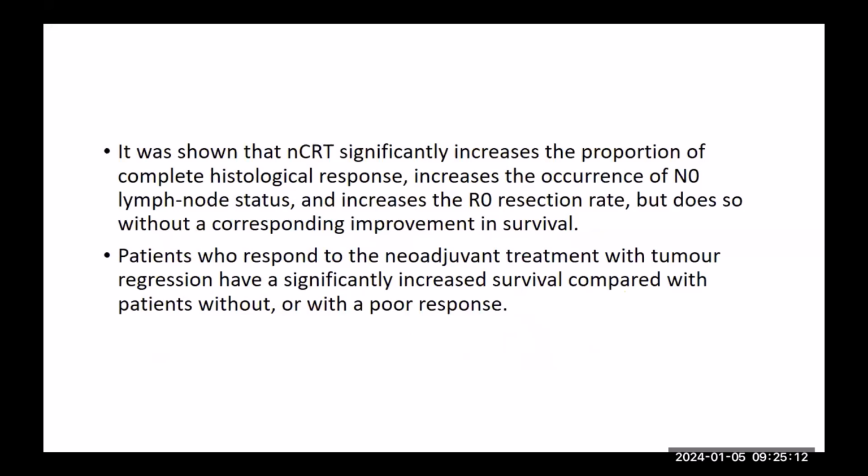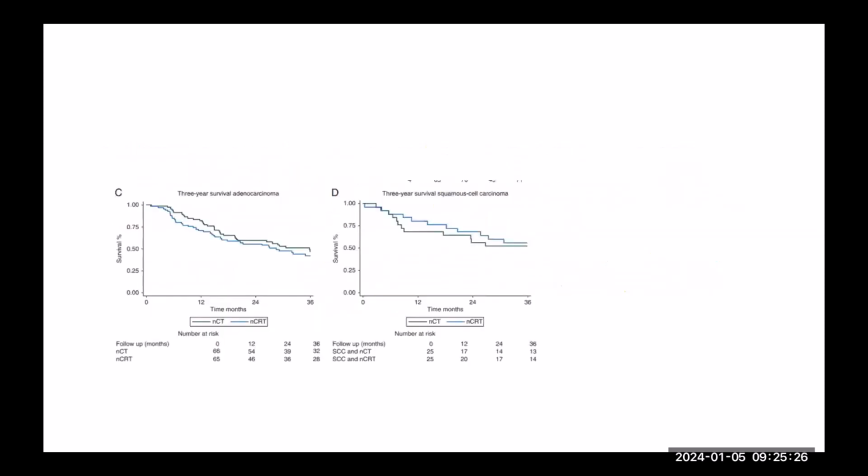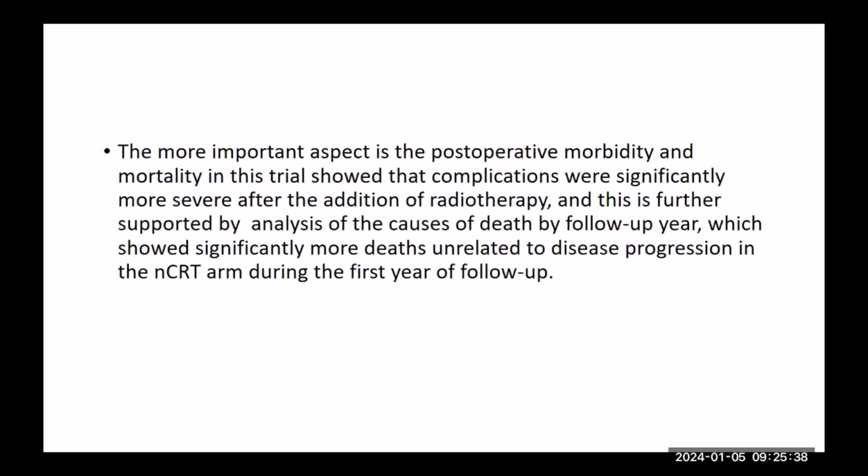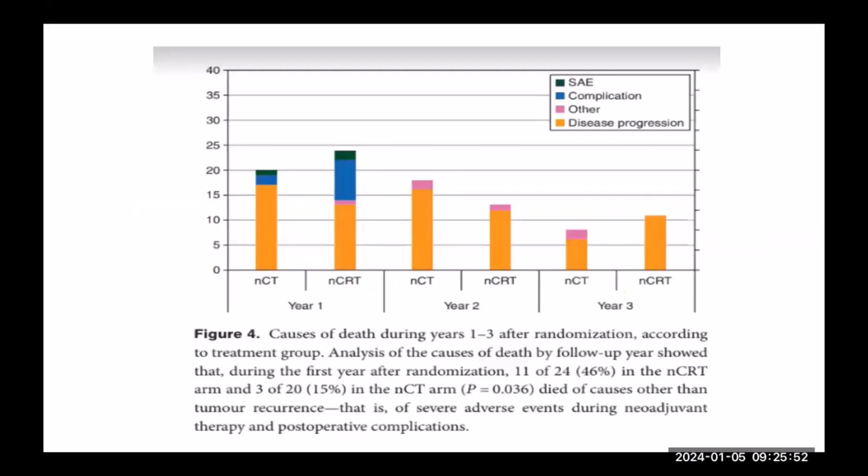So CTRT significantly increases the proportion of patients with complete histological response. CTRT increased the histological response rate, the PCR rate, and the R0 resection rate. However, this did not translate into an improvement in overall survival. So the 3-year overall survival was 47% in the NACT arm and 47% in the NACTRT arm, not significant. However, the patients who received the neoadjuvant chemoradiation had a much higher incidence of post-surgical and perioperative complications, which led to more perioperative mortality in the first year of follow-up.